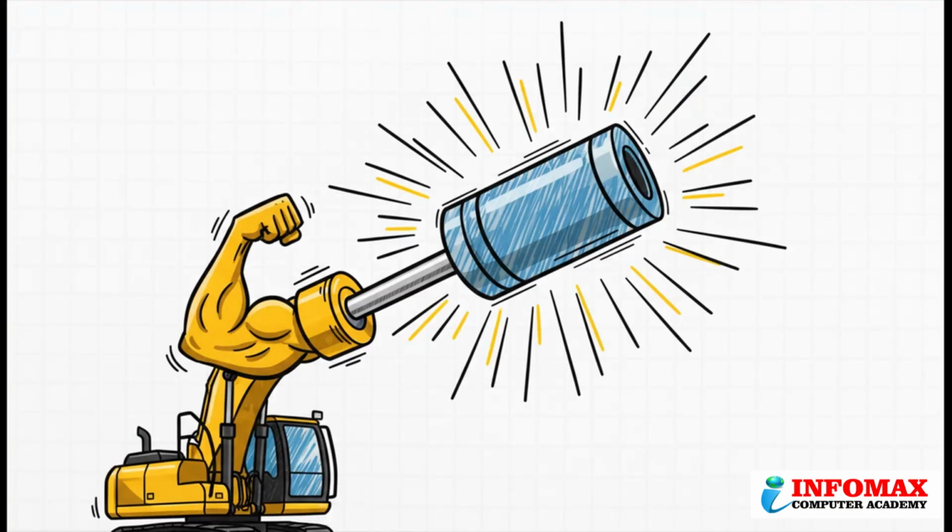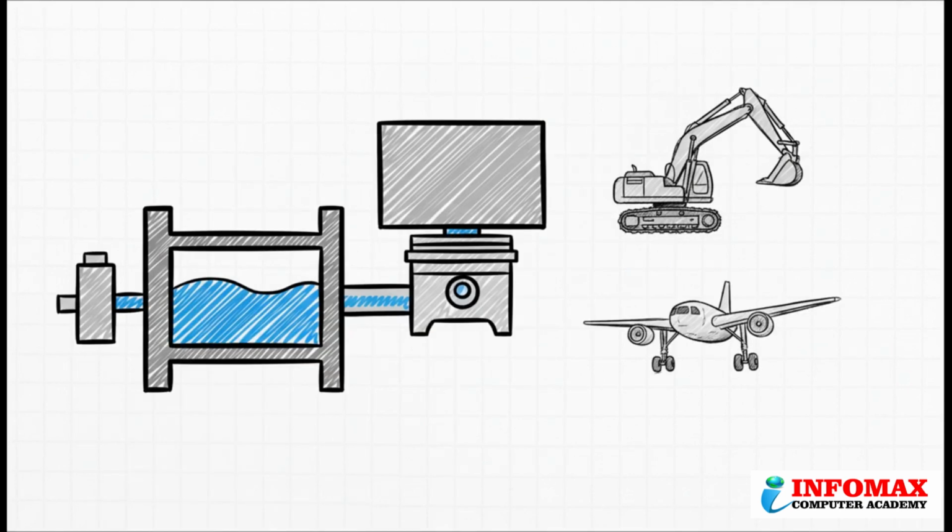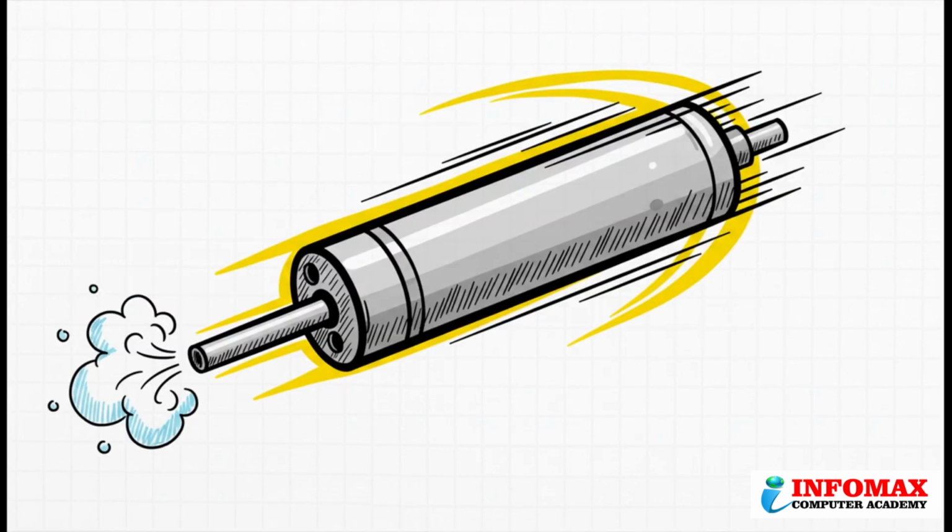First on our list are the real heavy lifters of the bunch, hydraulic actuators. So these things are absolute powerhouses. They work by using a fluid that you can't compress, usually some kind of oil. A pump forces that fluid to move a piston, and because you just can't squeeze a liquid, you get an incredible amount of force out of it. We're talking about the kind of power you see in the massive arm of an excavator or what it takes to lower the landing gear on a huge airplane. That's pure hydraulic muscle.